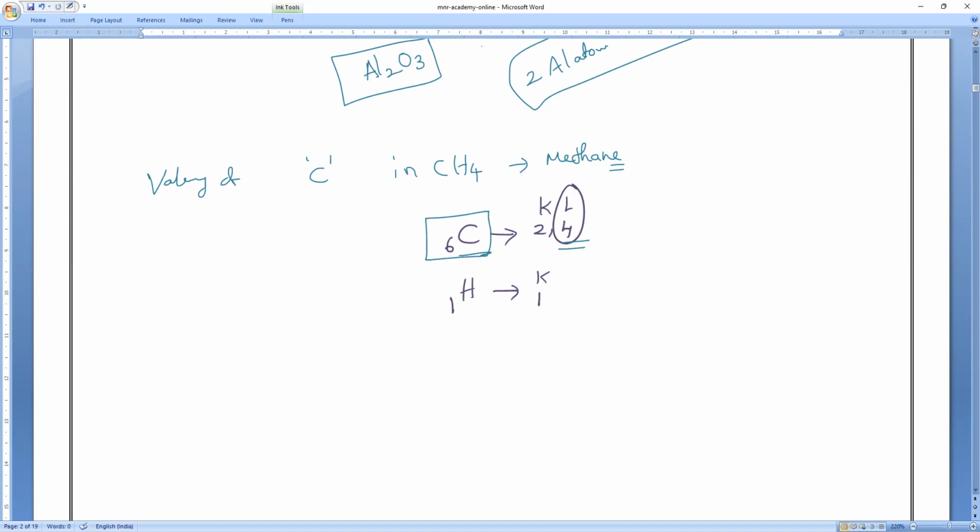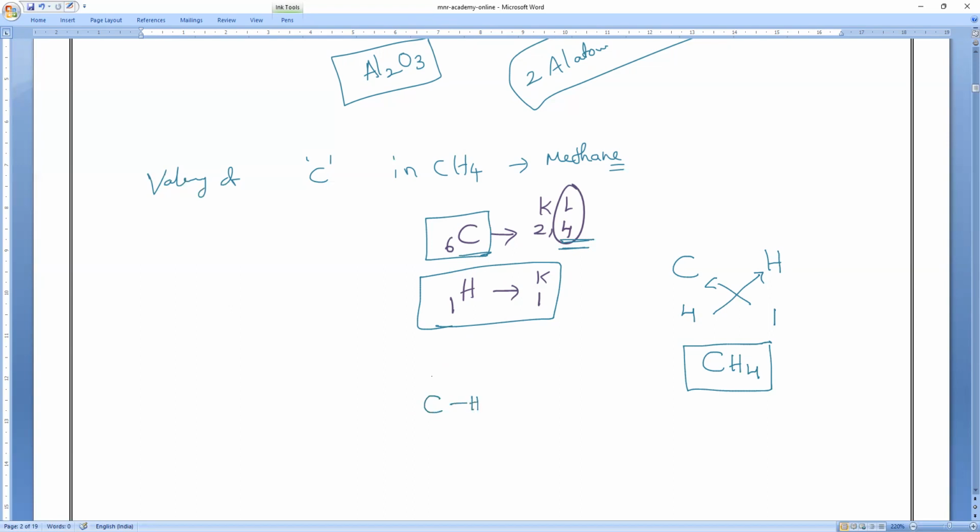Hydrogen valency is 1. So how many hydrogens are needed to combine with the carbon? 4 hydrogens. That is CH4. So the valency of carbon is 4. 4 hydrogens will combine with the carbon. That is the structure of methane. So each carbon will combine with the 4 hydrogens to become stable in nature. That is what you have to remember.